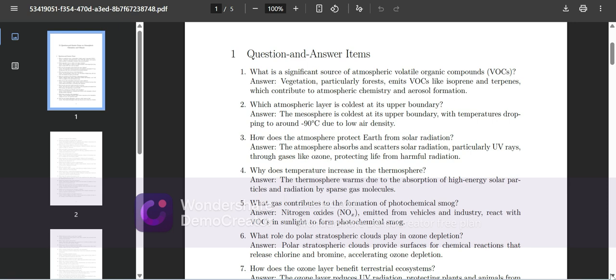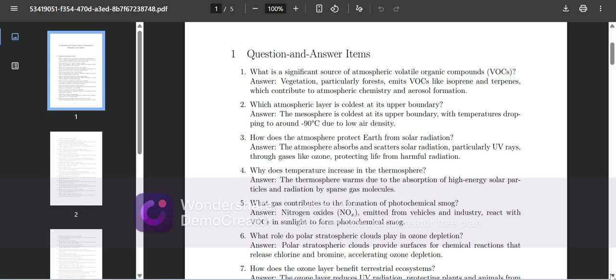What is a significant source of atmospheric volatile organic compounds? Vegetation, particularly forest, emits volatile organic compounds like isoprene and terpenes, which contribute to atmospheric chemistry and aerosol formation.